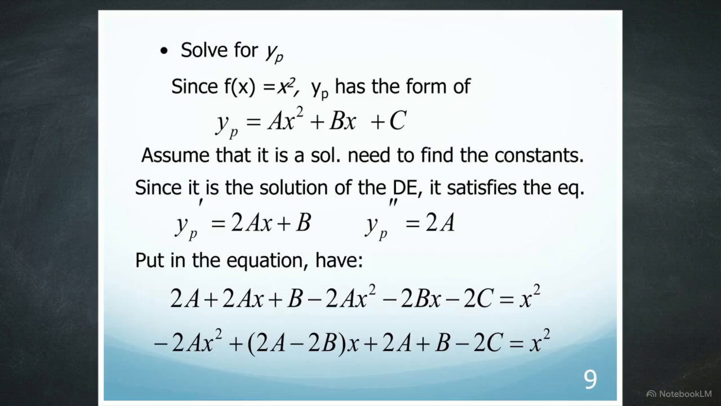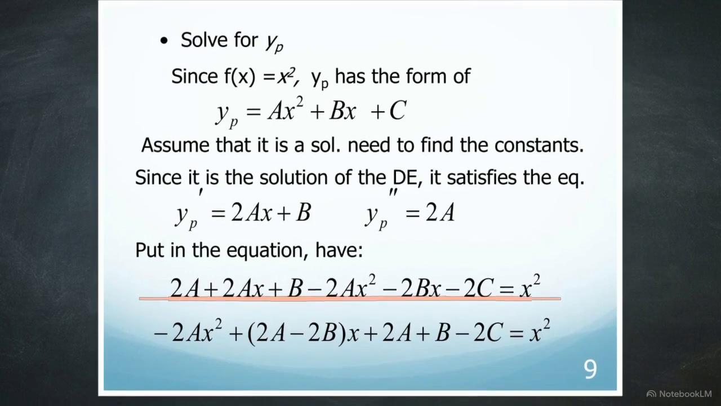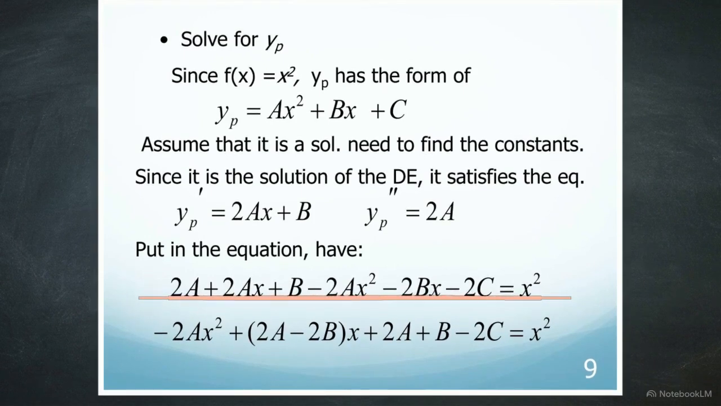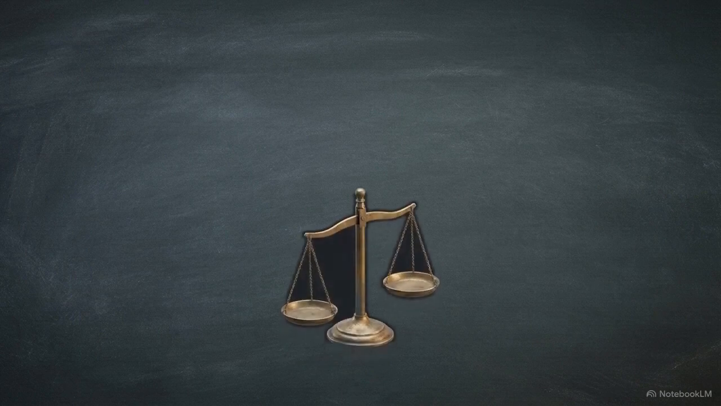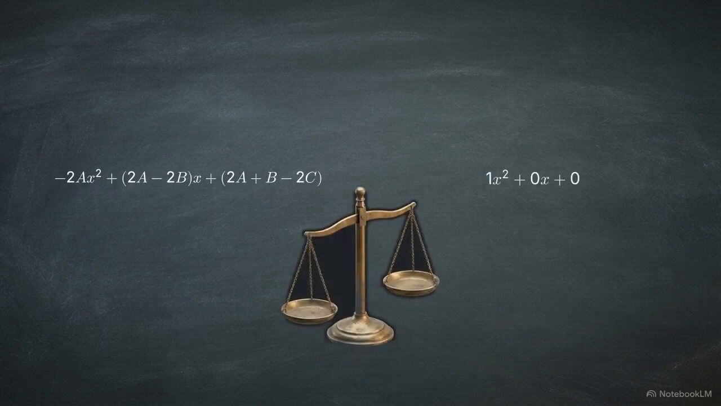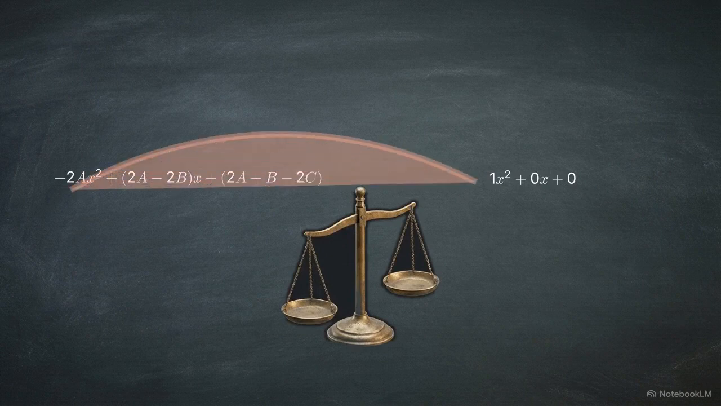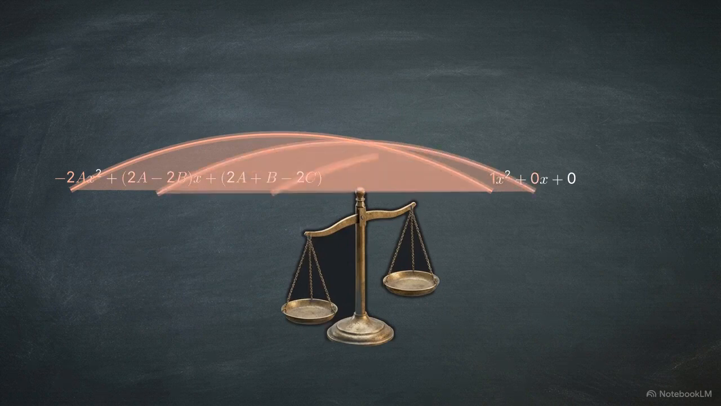Beneath it, we take the derivatives. We substitute these pieces back into the original equation, setting it equal to x squared. Finally, on the bottom line, the terms are meticulously grouped by degree. Now we balance the scale. Left and right matching coefficients must be identical. The right side is 1x squared plus 0x plus 0. Therefore, the left x squared coefficient must equal 1. The x grouping evaluates to 0, and the constants total 0.